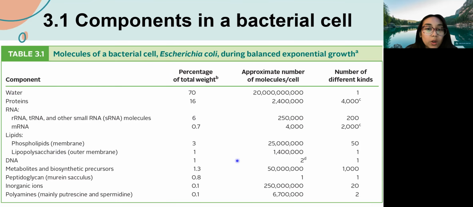Okay, and don't worry about specific types of bacteria. We're going to talk about specific types of bacteria later in the class, but this is the classic E. coli, which is the model organism for microbiology. And they're looking at this cell in exponential growth. You haven't learned what that is yet, so don't worry about it. Okay, so that's pretty much it for 3.1. I just wanted to briefly go over that.